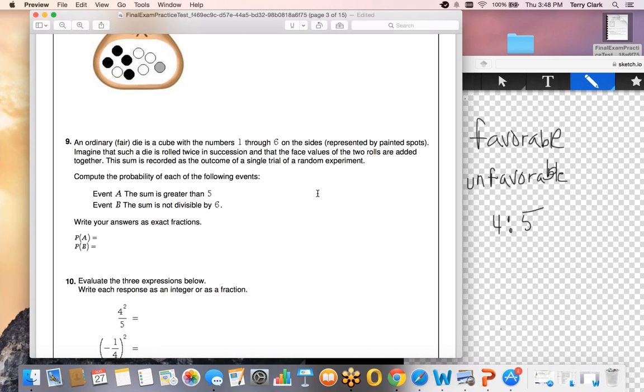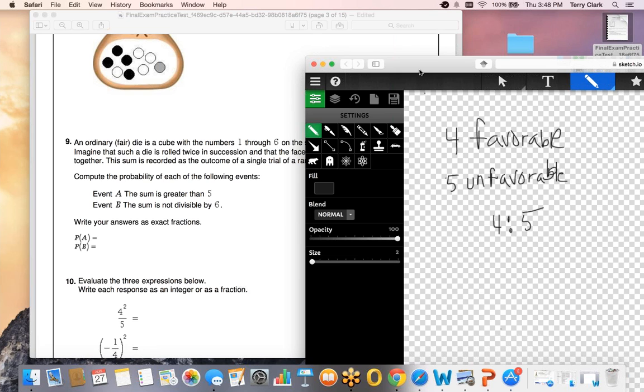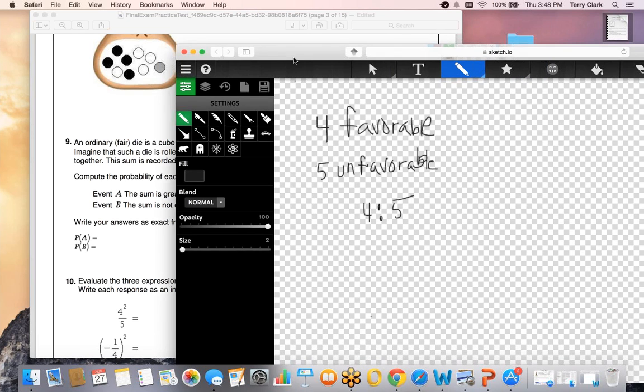Imagine that such a die is rolled twice in succession and that the face values of the two rolls are added together. The sum is recorded as the outcome of a single trial of a random experiment. Compute the probability of each of the following events. Event A, the sum is greater than 5. And the second one is event B, the sum is not divisible by 6. Okay, so let's see if we can figure this one out. The sum is greater than 5 is going to be the first one.